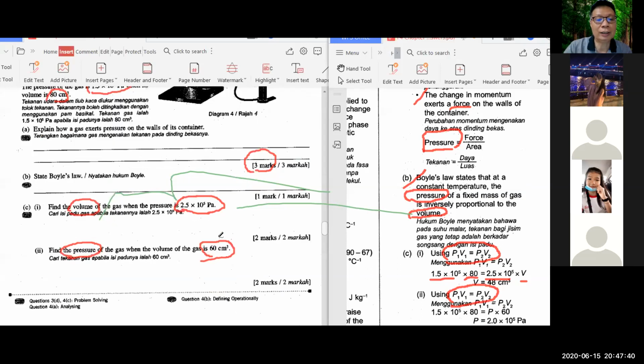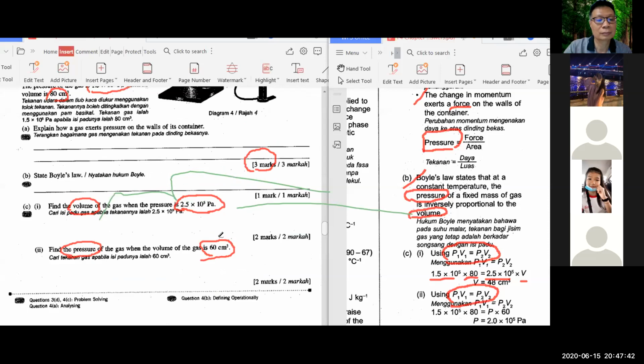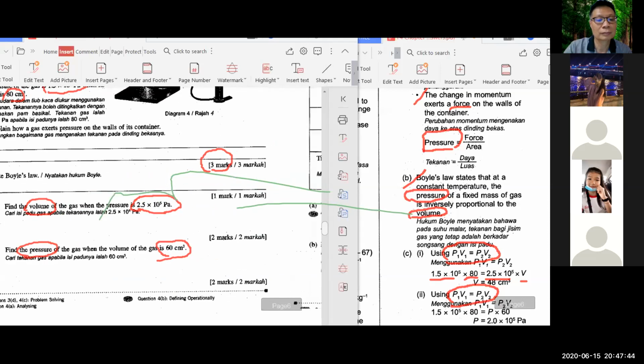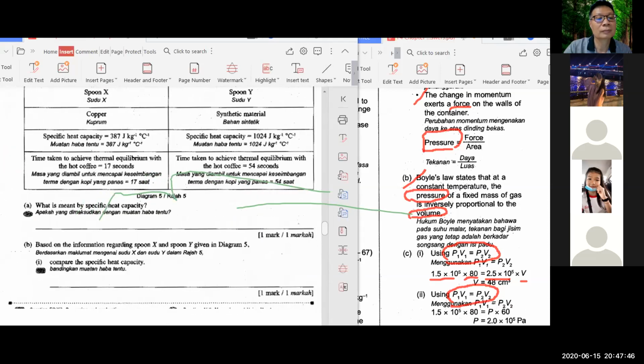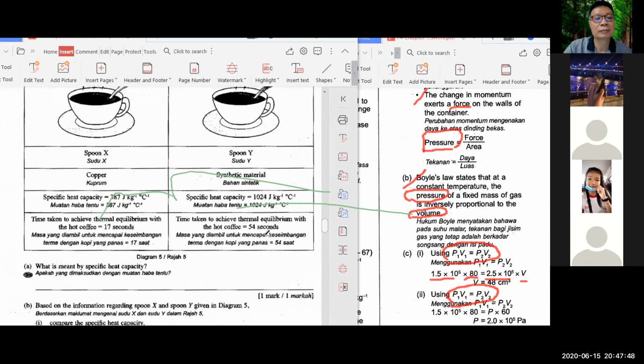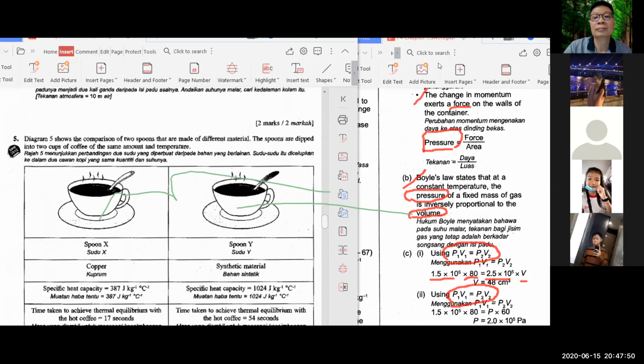The next question. I have to erase this one first. Some naughty fella go and kacau.